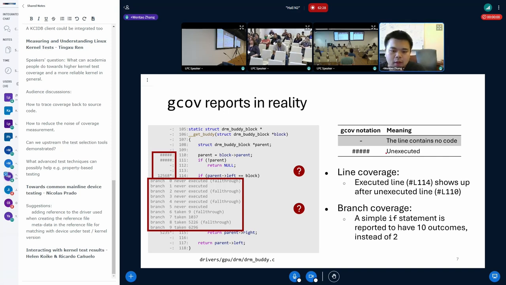And from GCOV's reports, we can actually notice many counterintuitive parts. Like in this first red box, in terms of line coverage, we can see some executed lines are showing up after unexecuted lines. And even if we consider this return statement in the middle, it still does not make sense, right? And second, as for branch coverage, for this if statement that only has a simple predicate, a simple equals equals predicate, it is reported to have 10 branch outcomes instead of just two. So there are actually many such examples in the kernel's GCOV reports, which is not ideal because it does not really help us in terms of improving the tests or improving the kernel code itself.